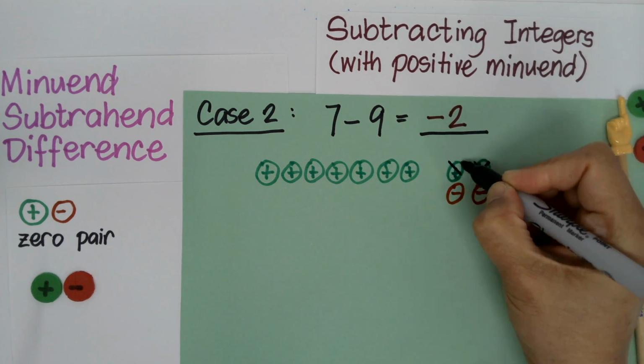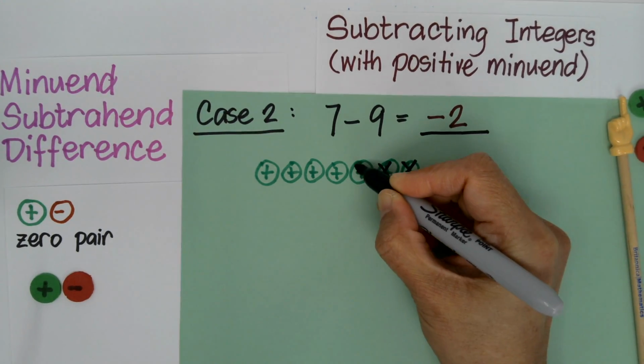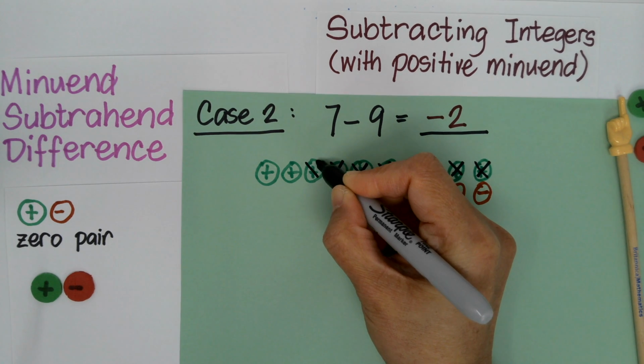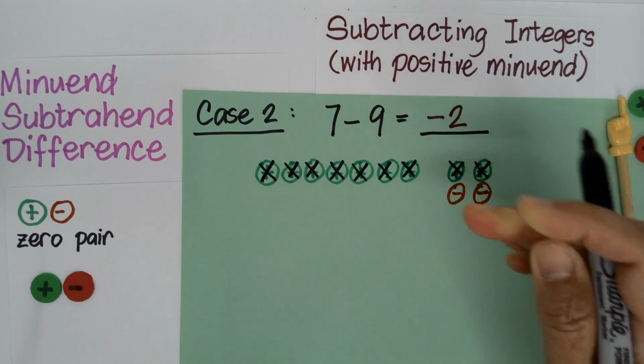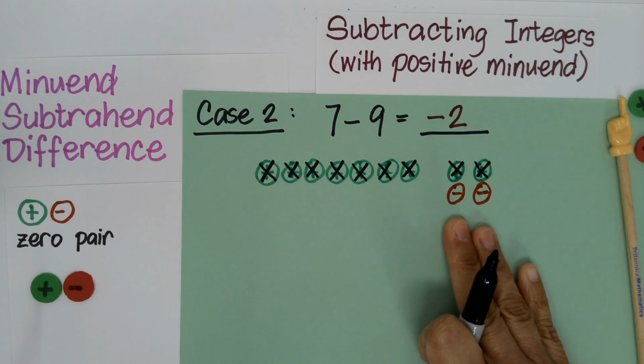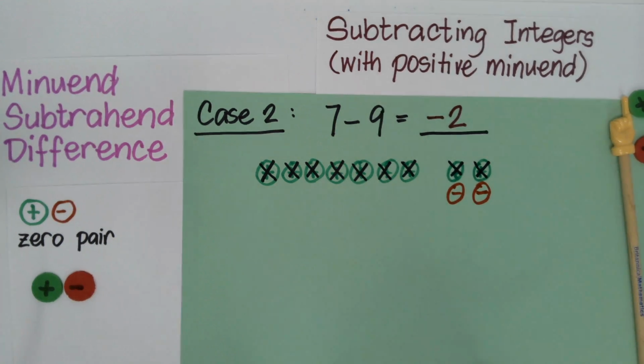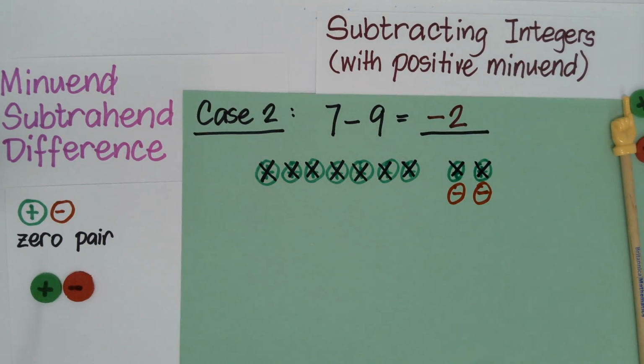Positive 1, 2, 3, 4, 5, 6, 7, 8, and 9. And what's left are 2 negative discs with a value of negative 2. So 7 minus 9 is equal to negative 2.